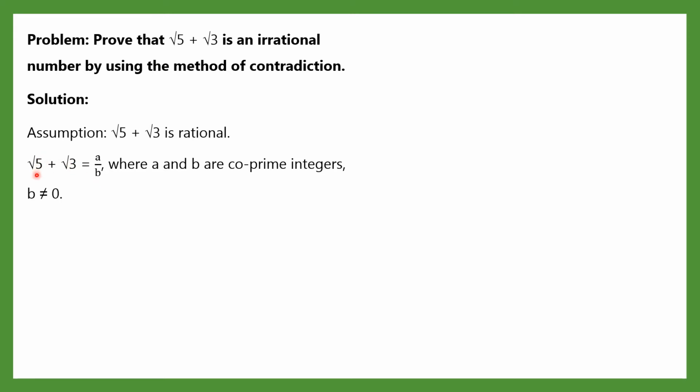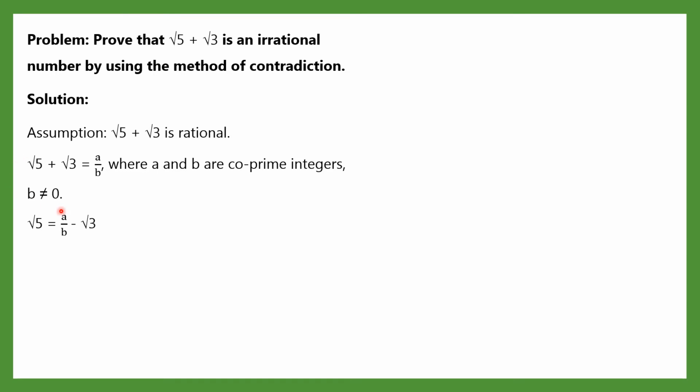Now, we have two square root numbers here. There are two numbers having roots on the left side. And for simplicity, I will take one number to the right side. That is, root 5 is equal to a by b minus root 3. Yes, you can take root 5 also, by leaving root 3 on the left side. Anyone is fine. It's not mandatory.